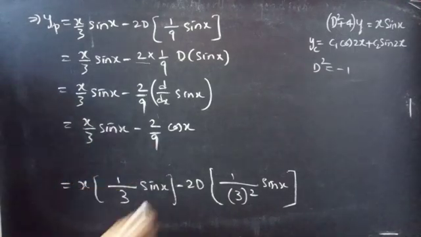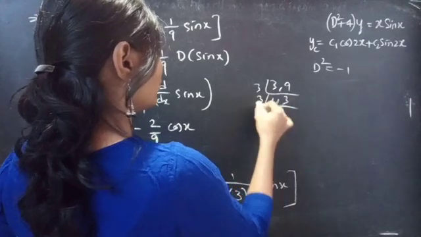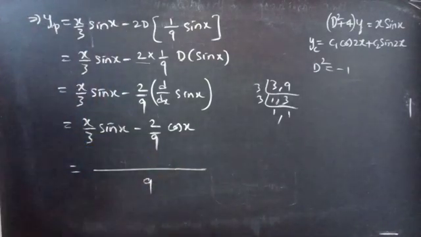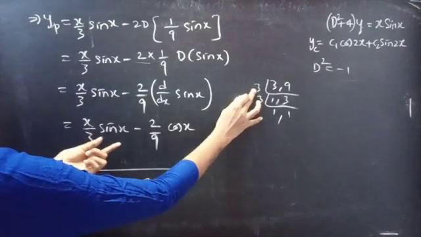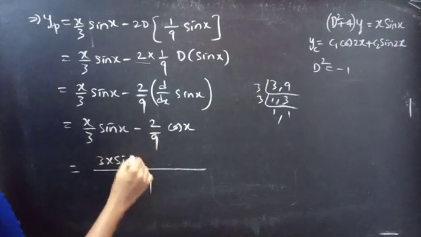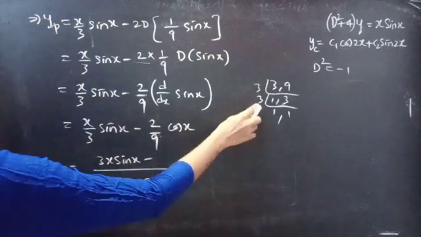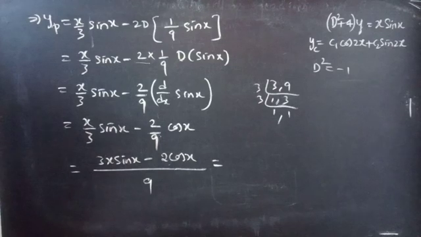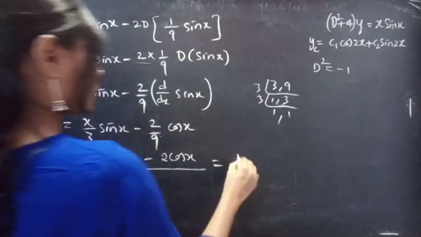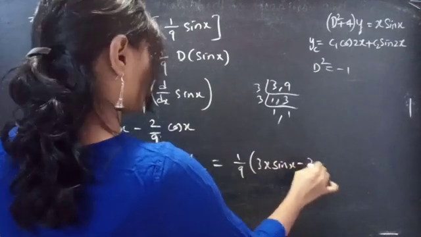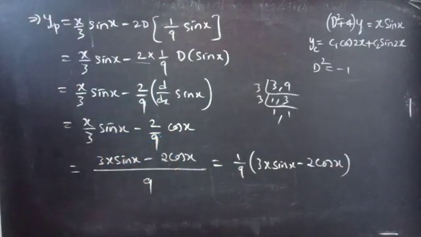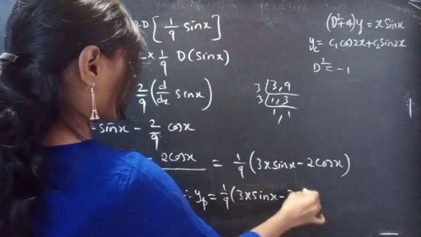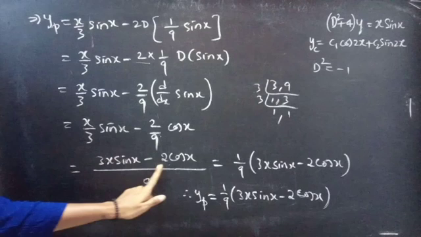Now just take the LCM of 3 and 9. 3 ones are 3, 3 threes are 3 into 3, 9. 9 is your LCM. So in the denominator of the first term we are having 3, so close that 3 and multiply this 3 to x sine x, so you'll get 3x sine x minus, in the denominator of the second term we are having 9, right? 3 threes are 9. So we need nothing to multiply with 2 cos x. Just write 2 cos x. This equals 1 by 9 into 3x sine x minus 2 cos x, which is our required yp. Therefore, yp equals 1 by 9 into 3x sine x minus 2 cos x, or 3x sine x minus 2 cos x by 9.